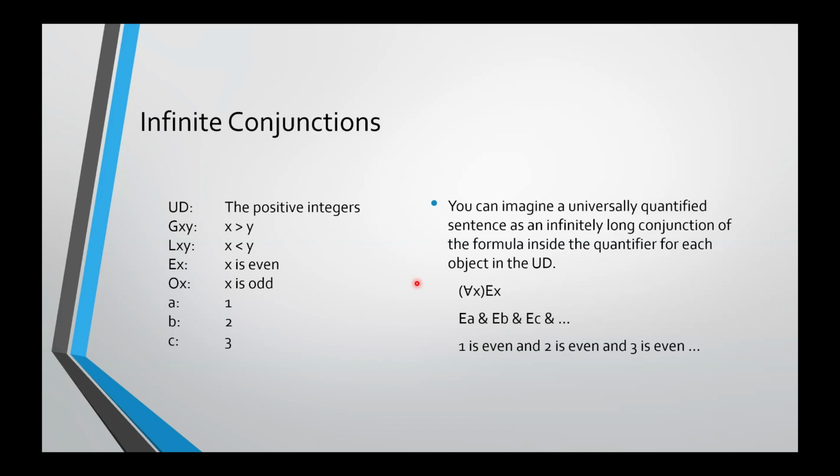There's an analogous way of thinking about the universal quantifier. You can imagine a universally quantified sentence as an infinitely long conjunction. So for all x, x is even, you understand this as a conjunction like this: 1 is even, and 2 is even, and 3 is even, and 4 is even, and so on. Then you evaluate this by looking at whether every conjunct in this conjunction is true.